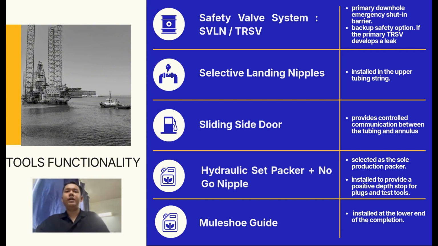If the primary TRSV develops a leak, it can be locked open and a wireline retrievable safety valve can be installed in the landing nipple using slickline. This avoids the immediate need to retrieve the entire tubing string.